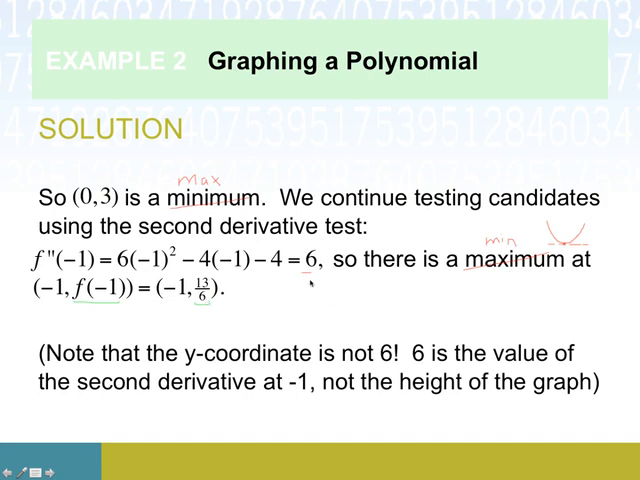It's not saying, because we got 6 here, that it's saying something about the height of the graph. This is not the output of f, it's the output of f double prime. So this is telling me that the graph is curved upward there, not that it's at a height of 6.